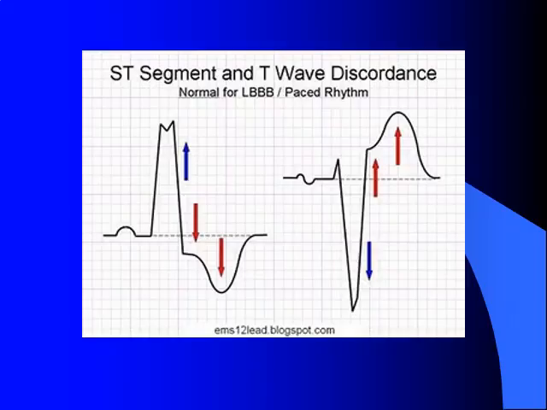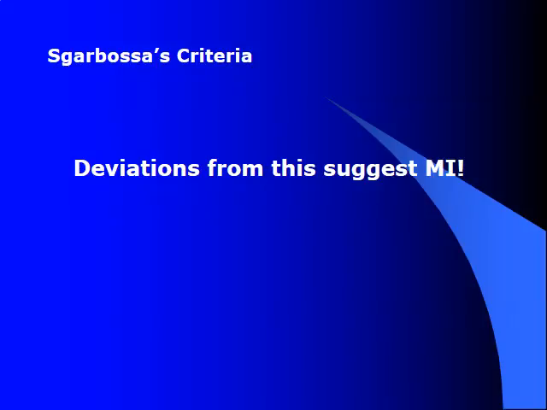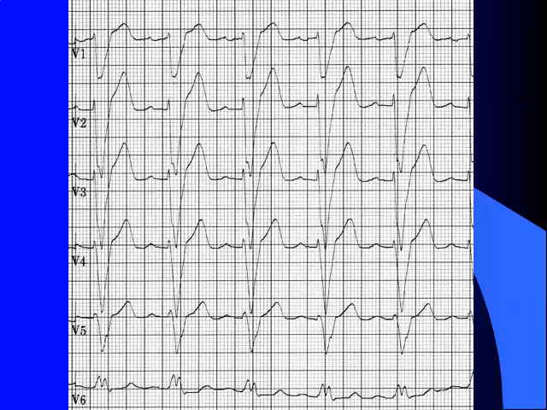This is what we expect to see in a patient with a left bundle branch block or a pacemaker paced rhythm. Any deviations from this are suggestive of MI. So here we have an example.